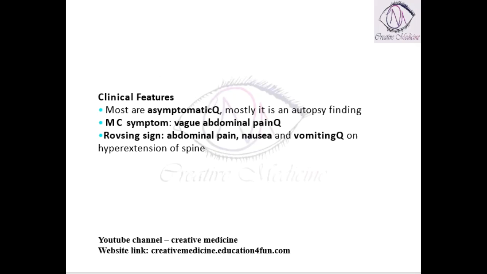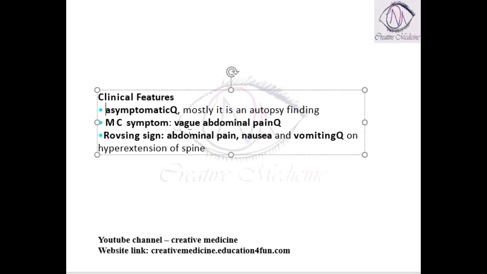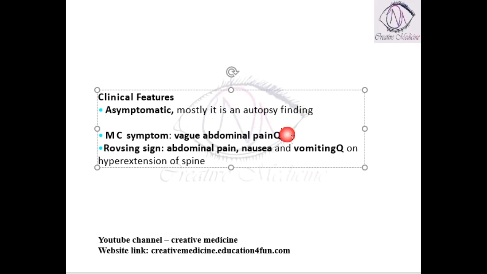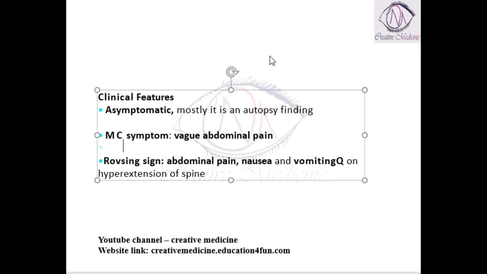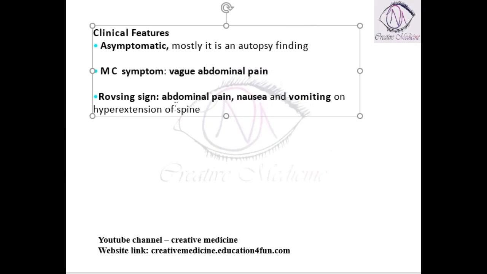Then on clinical features, most of the patients are asymptomatic, and horseshoe kidney is mostly an autopsy finding, whereas the most common symptom in horseshoe kidney is the presence of abdominal pain, and that abdominal pain is vague.